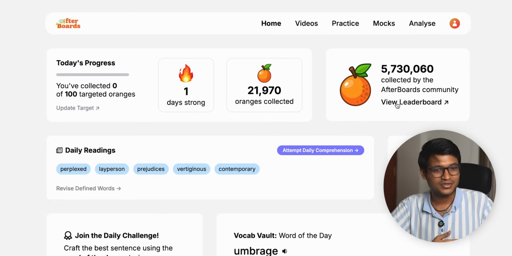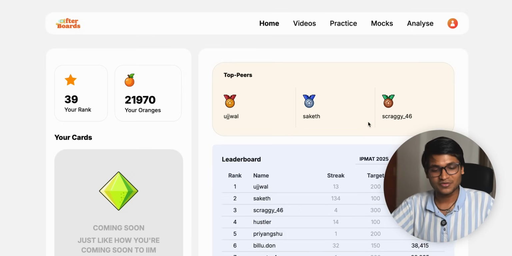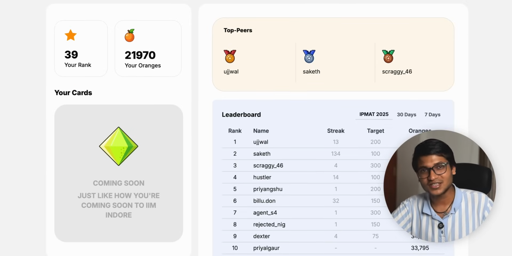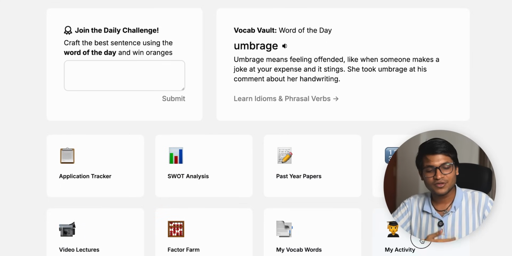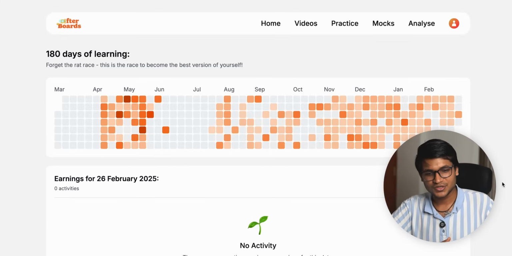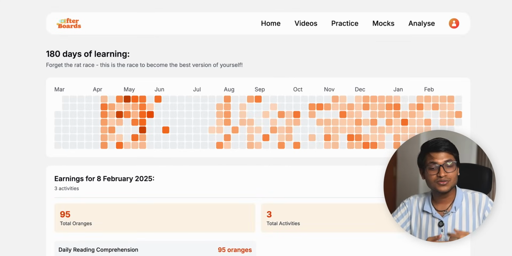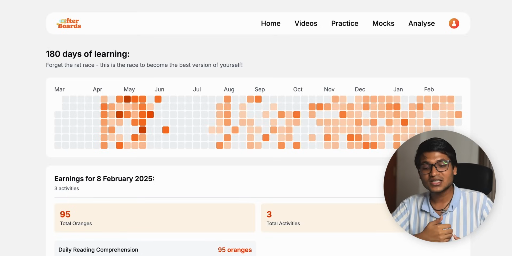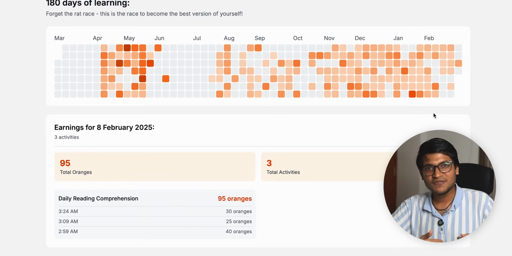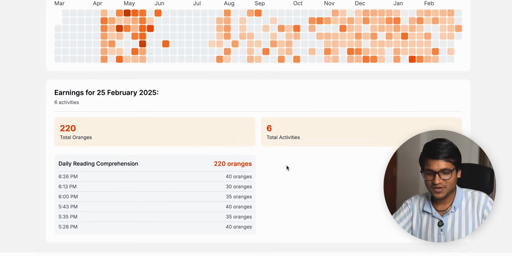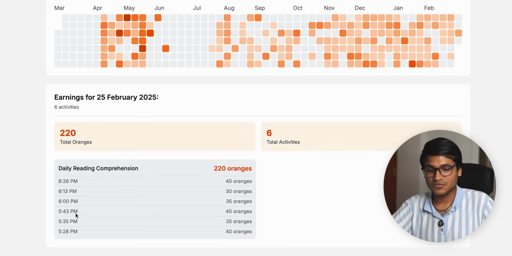And then you have leaderboards to see how others are performing. For example, this user has 71,000 oranges. And for motivation, we have this My Activity page. You can see how this user has been collecting oranges and what are the tasks that they're doing. On 8 February, this user did 3 RCs. What did they do on 25th February? Wow, they practiced RCs for almost 1 hour.